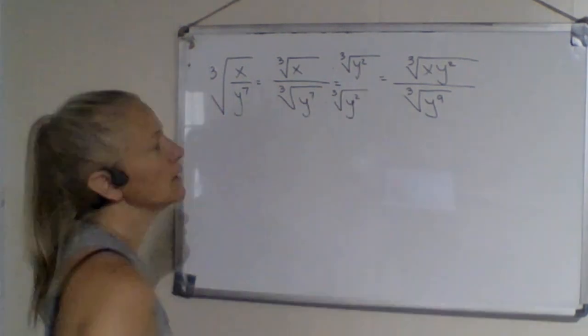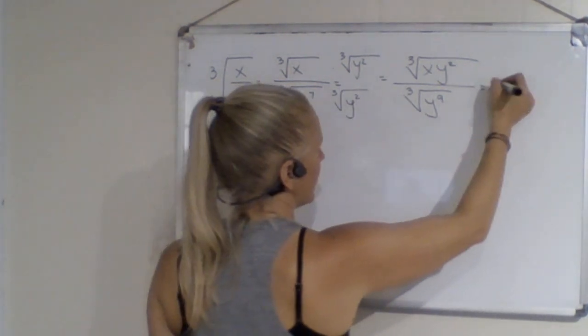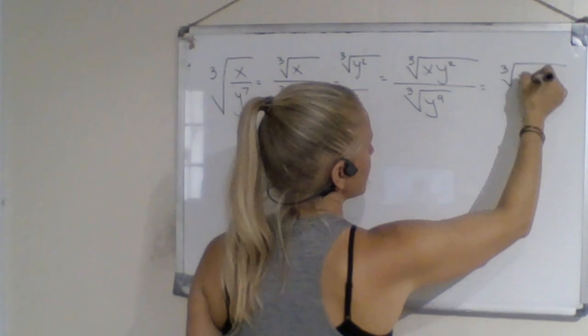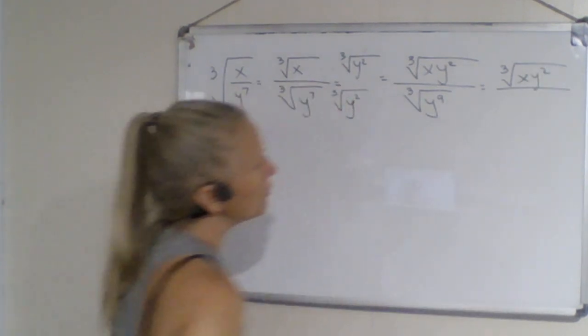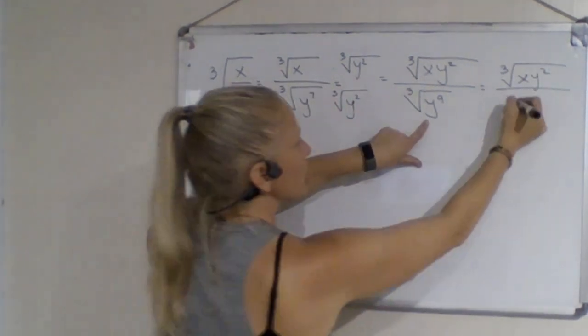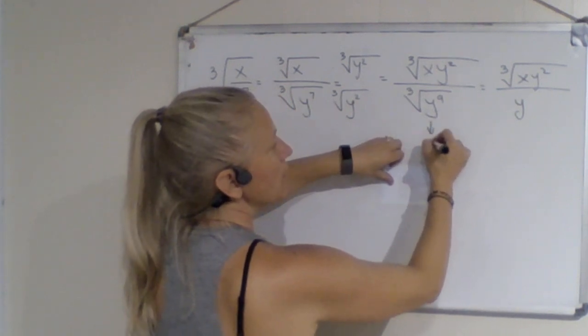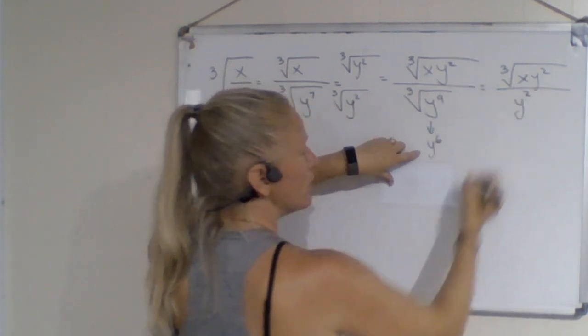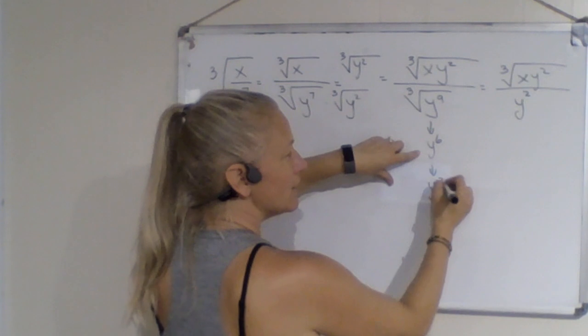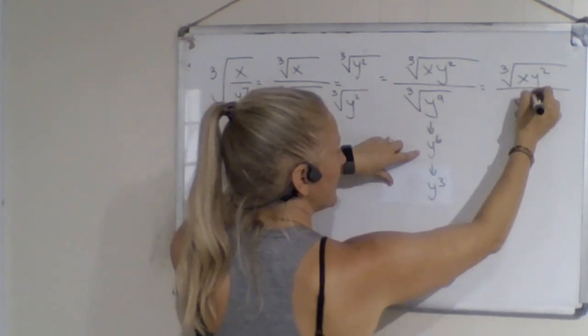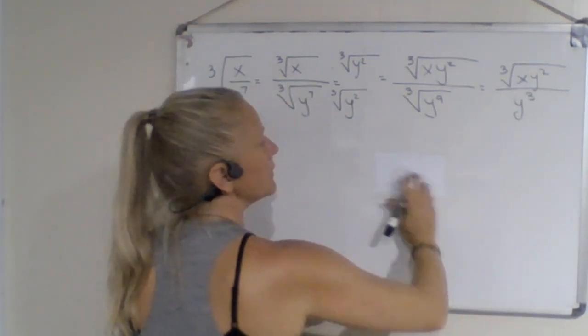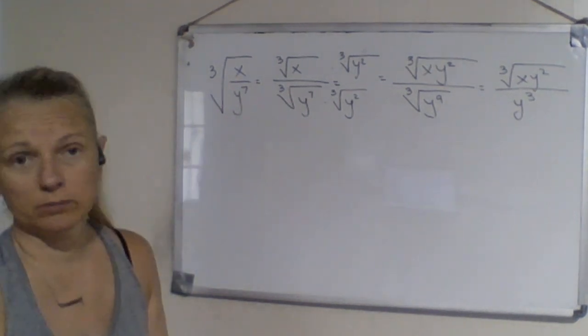We add them, right? So now the final step: cube root of x y to the second, all over, I need 3. I can pull one out. I have y to the 6th. I need another 3. I can pull another one out. I have 3. I can pull another out, and everything is gone. We are good to go, right?